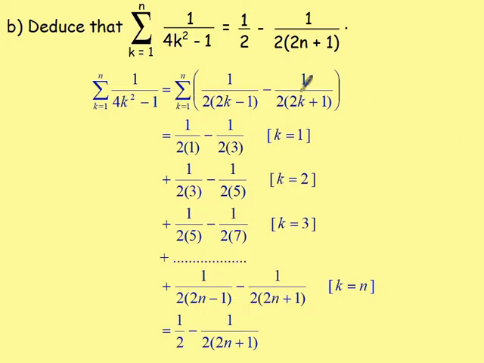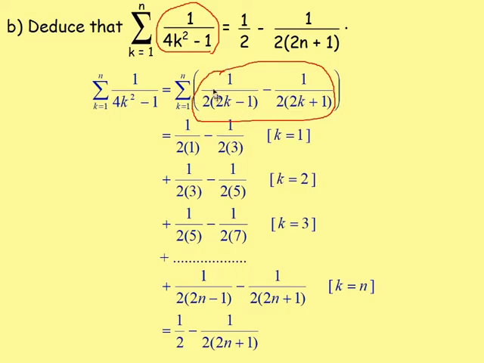We can apply what we just worked out in the last page to the likes of this question here. We're wanting the sum of 1 over 4k squared take away 1, going from k equals 1 all the way up to n. So it means we're going to be subbing in 1, then 2, then 3, then 4, then 5, then 6, and so on, all the way up to n. But use that part A, use this as partial fractions. If you write that in partial fractions, this is what you have.